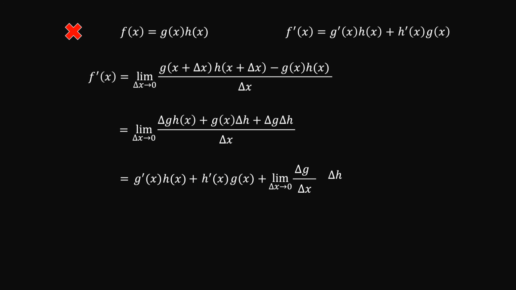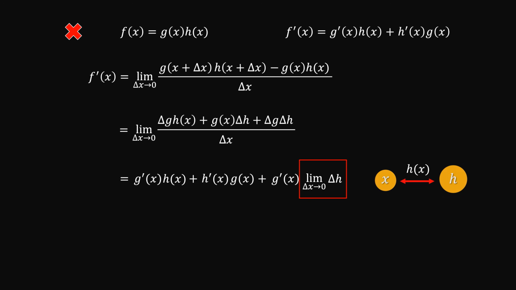The third one can be broken into two products. The first part is just the derivative of g. The second part is what? h(x) is the mechanism converting x to h, let's say. If h(x) is continuous, then if x changes a bit, so does h. Hence, this part is 0.